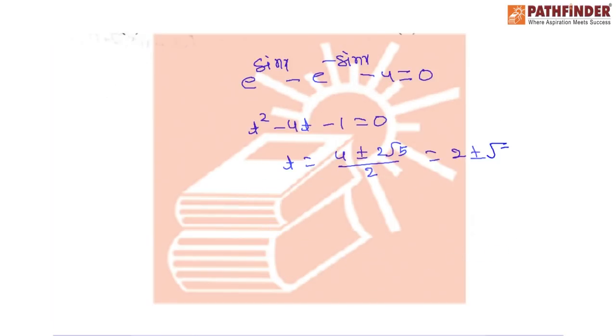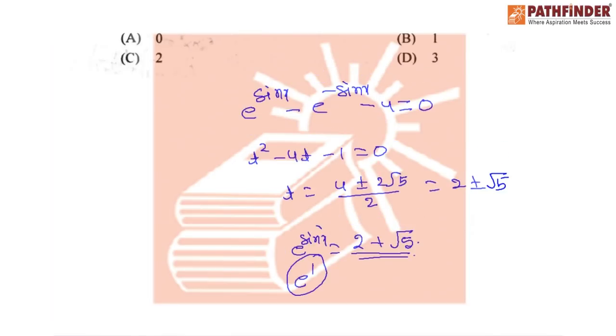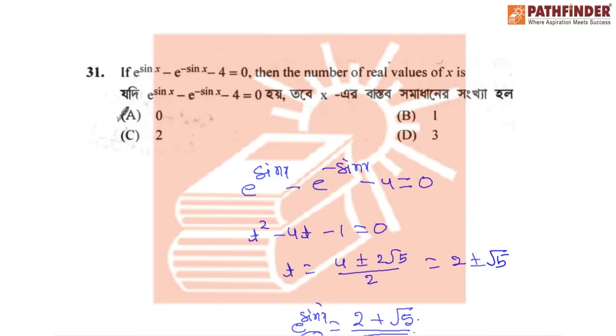E to the power sin x is a positive value, so we will get only e to the power sin x equal to 2 plus root 5. Now the maximum value of sin x is 1, so the maximum value of e to the power sin x is e to the power 1, that is e. So for no value of x can e to the power sin x achieve 2 plus root 5. So the option is no value, or option A.